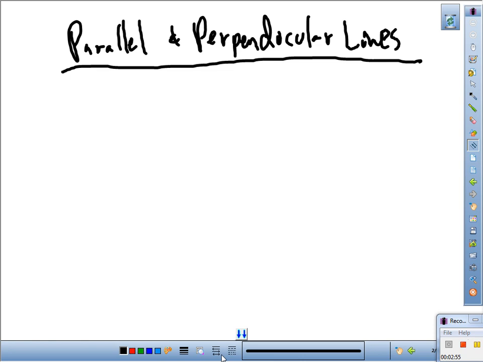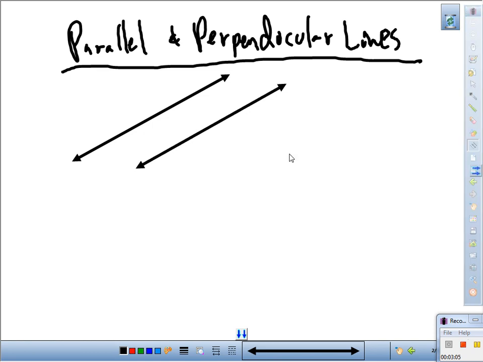So, first things first, let's sketch 2 parallel lines, like so. All right, so before we continue, there are certain characteristics that we want to talk about in regards to parallel lines. So before we do anything else, turn to your neighbor, let them know what you know about parallel lines.